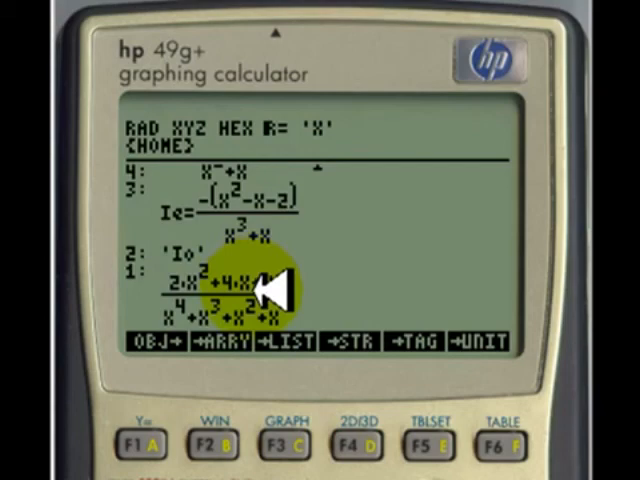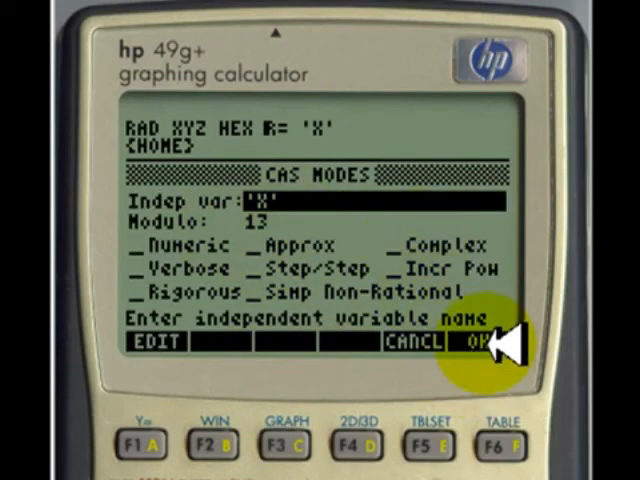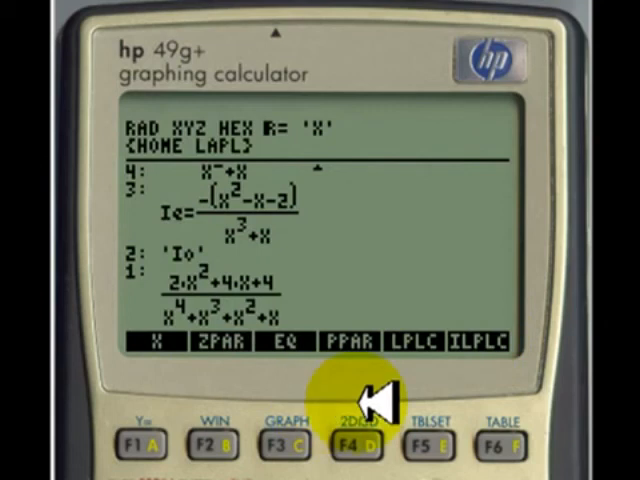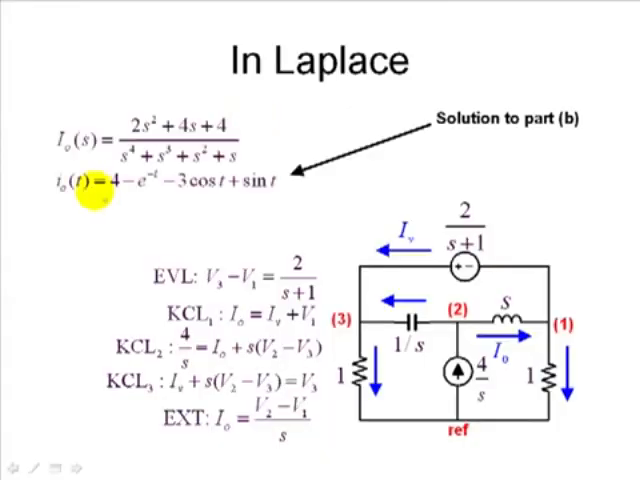I check again that x and x coincide, that in mode CAS all the flags are clear, and then we proceed. I have assigned the inverse Laplace transform call to this key, but in your case you may do so or just go to the directory and find it. Inverse Laplace transform of that. This is the current in the inductor as a function of time. The independent variable x in this case represents time. And this is the current in that inductor I naught of t as a function of time.